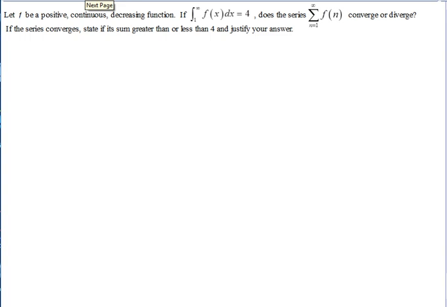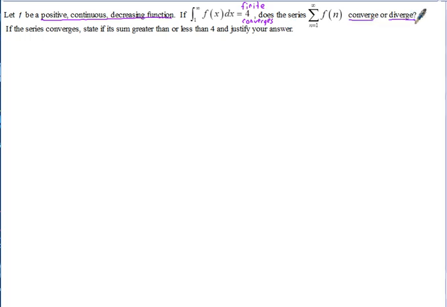All right, let's look at the next one. It says, let f be a positive continuous decreasing function. If the integral from 1 to infinity of f of x dx equals 4, notice this is a finite answer. It converges. Does this series converge or diverge?